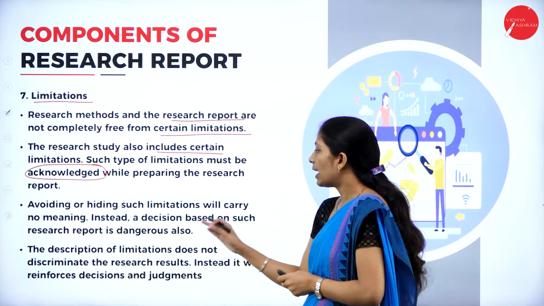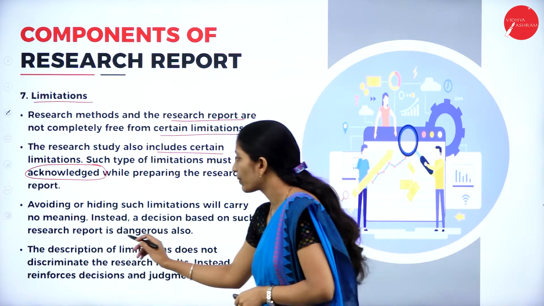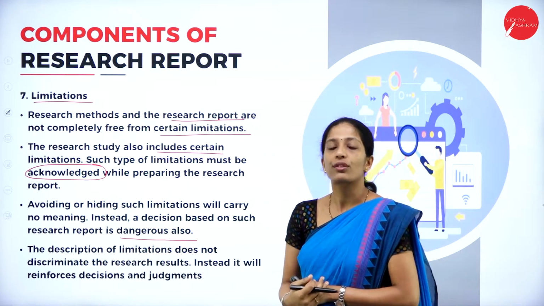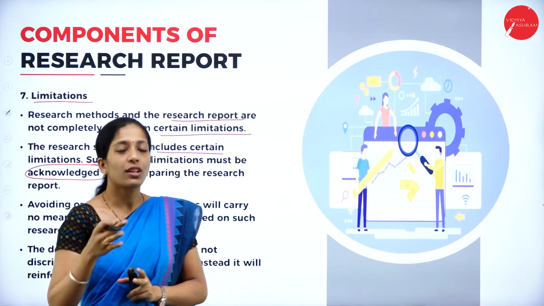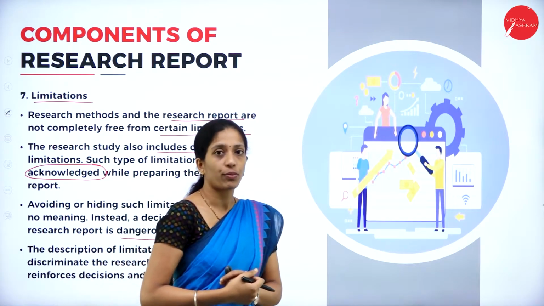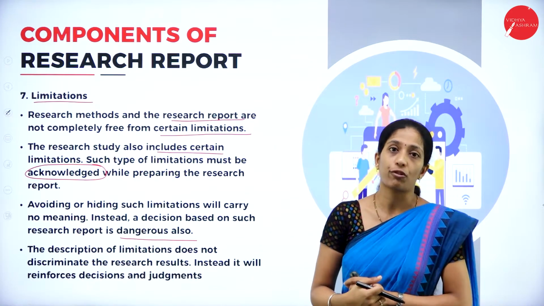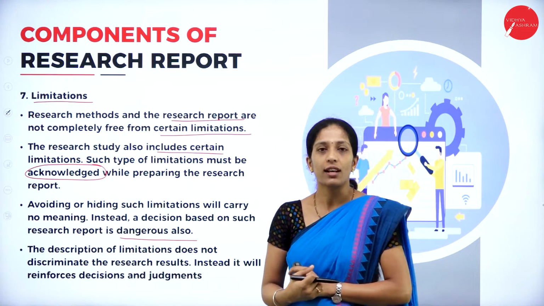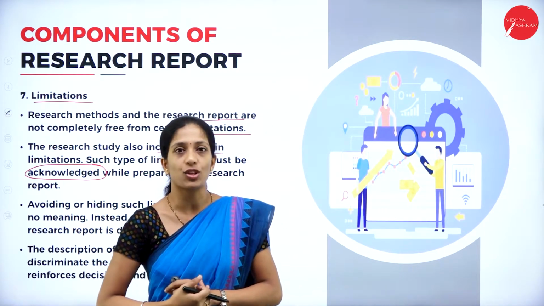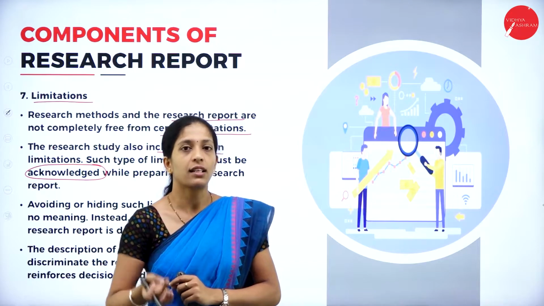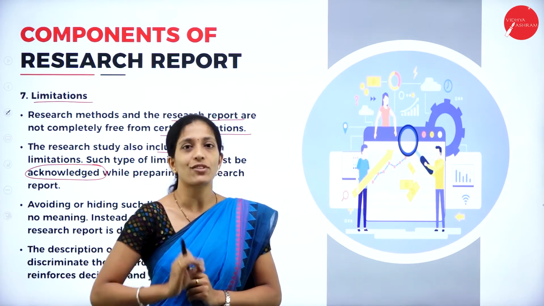Otherwise, a decision based on such a research report is dangerous also, because the user who is going to read it might feel that this is a fake research report. Without any limitations, if the researcher collects the information easily, then we cannot tell that the researcher has taken so much struggle to complete the research work. It would be an easier task, right? So it is the duty of the researcher to mention what limitations he might have faced.